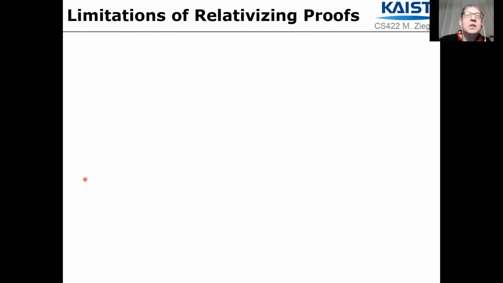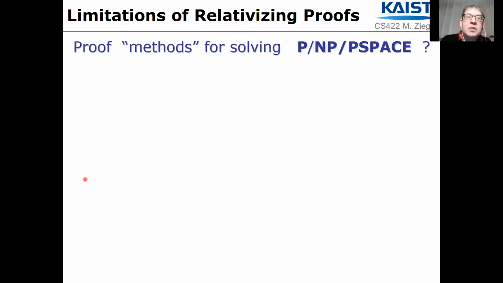So what are these proof techniques that provably don't work? It's relativizing proofs. And that means proofs that give relations between complexity classes that carry over to the relative complexity classes with Oracle.